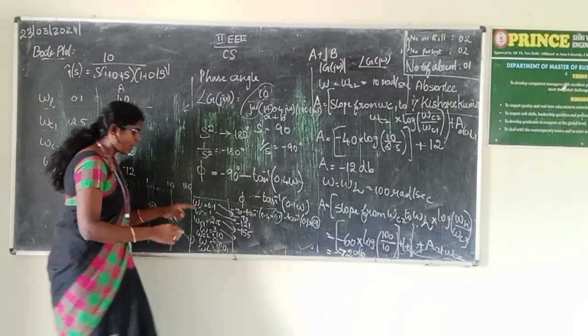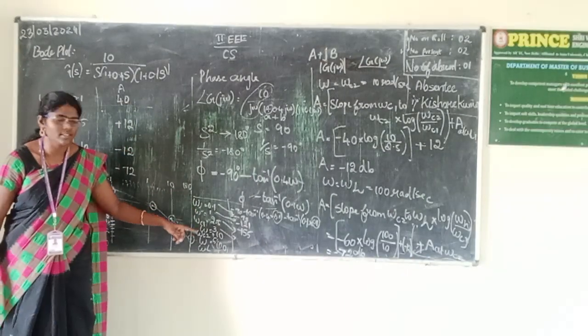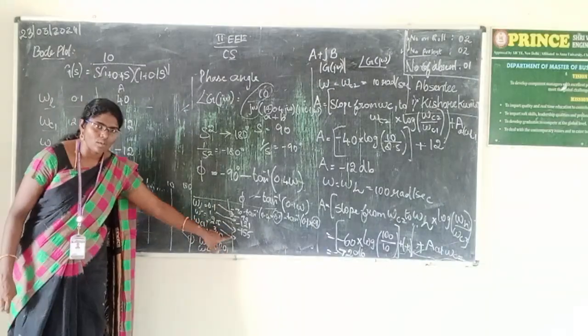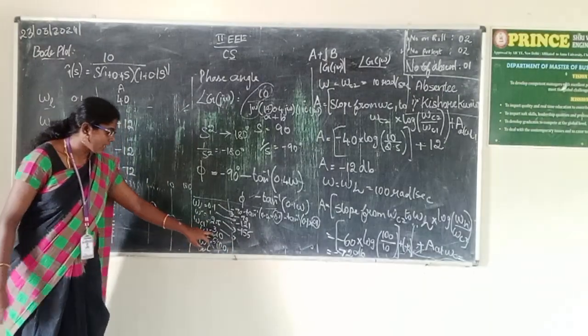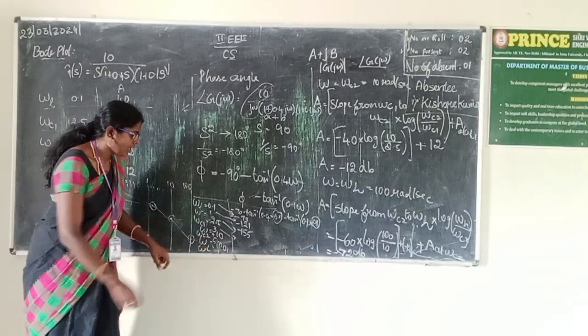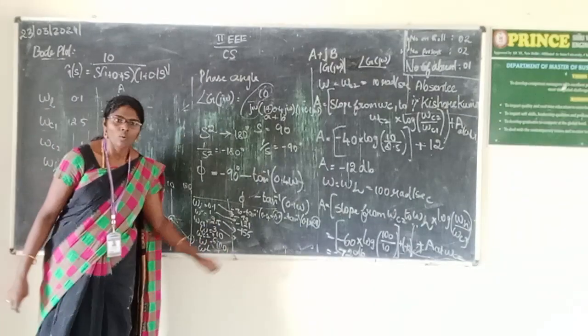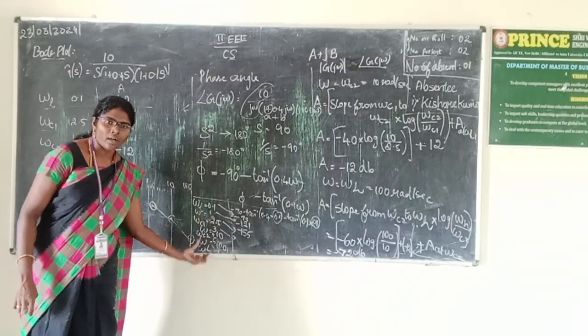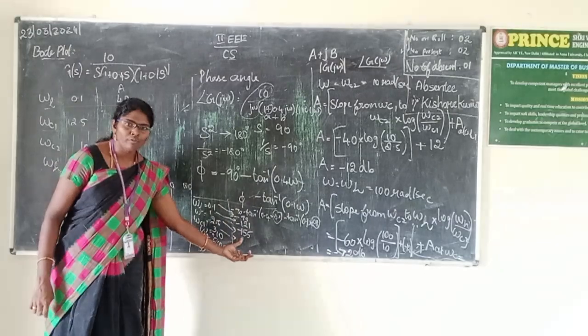So next step, we have to do it simultaneously. For omega is 3, what is the phase value? For omega is 10, what is the phase value? When omega is 50, what is the phase value? Omega is 100, what is the phase value? Okay. After calculating this, now we have the omega frequency with respect to phase angle.